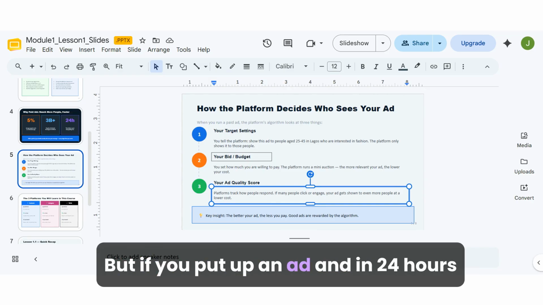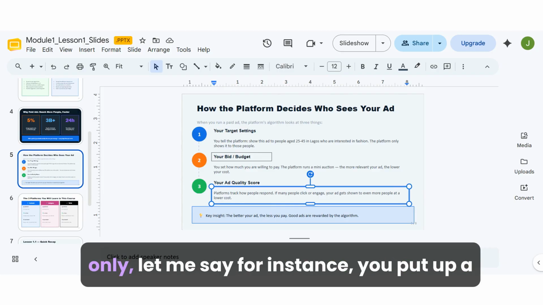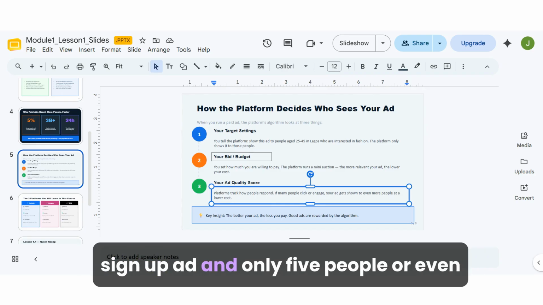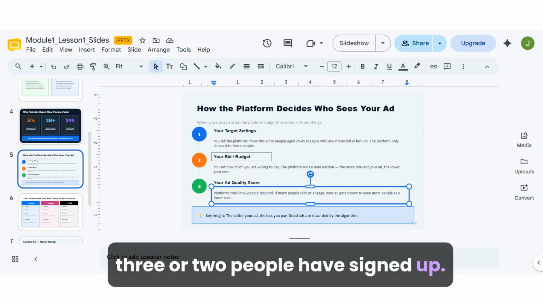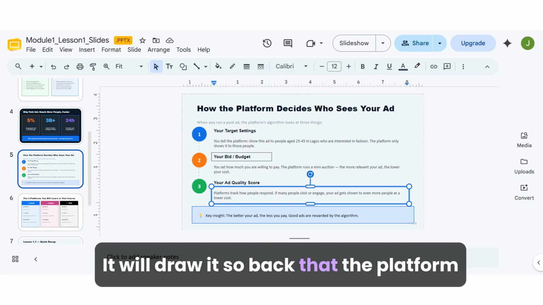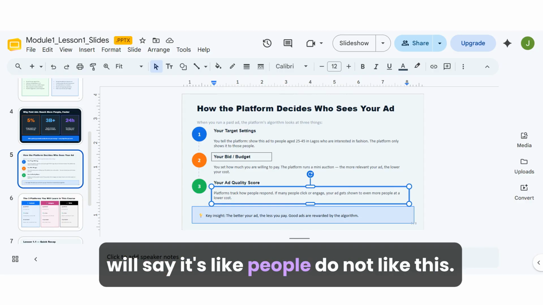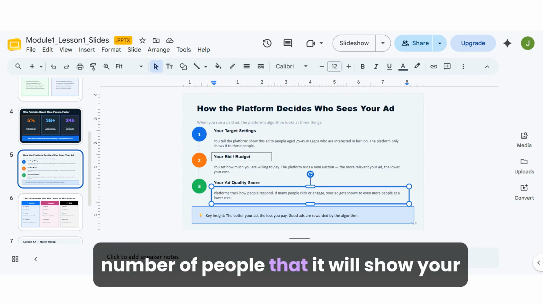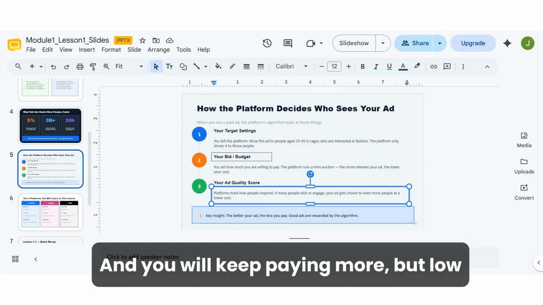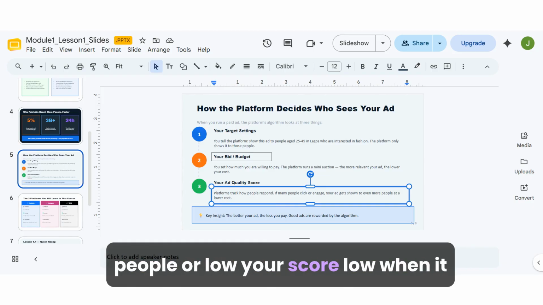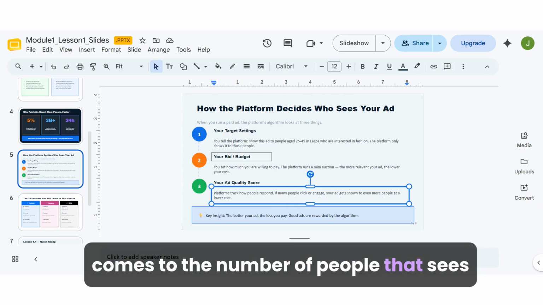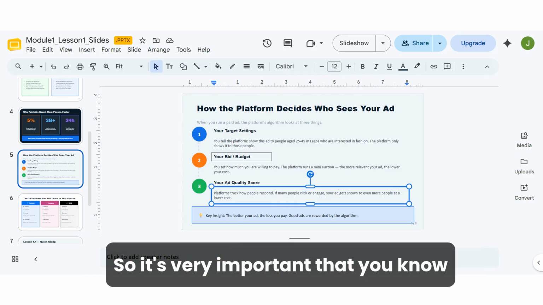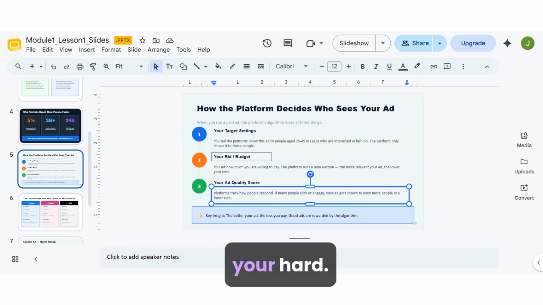But if you put up an ad and in 24 hours only, let me say for instance, you put up a sign up ad and only 5 people or even 3 or 2 people have signed up, it will draw it so far back. The platform will say, it's like people do not like this. And it will lower the number of people that it shows your ad to, and you will keep paying more, but you score low when it comes to the number of people that see your ad. So it's very important that you know these 3 things when you're setting up your ad.